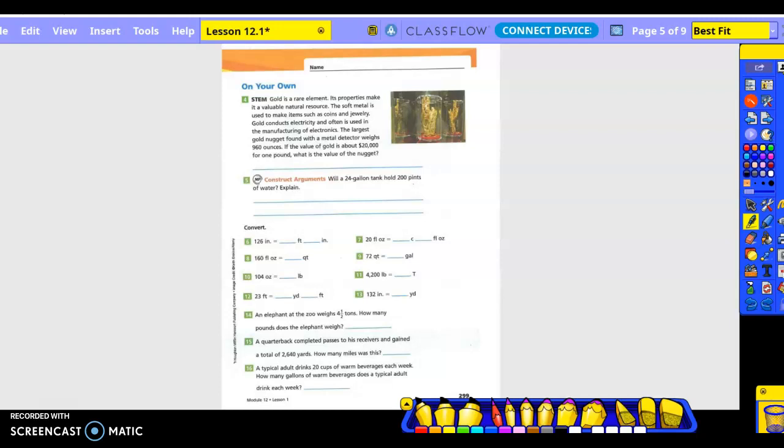So we have 960 ounces, $20,000 for 1 pound of gold. What is the value? So first of all, we are going to go from ounces to pounds. Is that smaller to larger or larger to smaller? Smaller to larger. So we are going to divide. Then our measurements. How many ounces are in a pound? 16 ounces equal 1 pound.